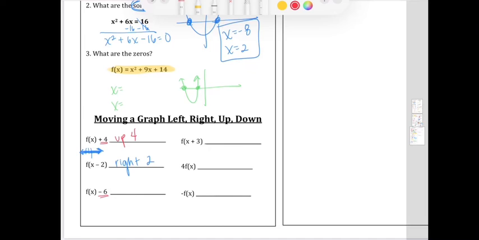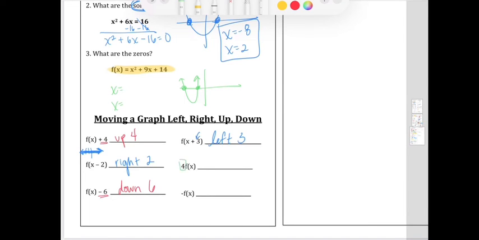The next one, minus 6, is another number in the back. If it's in the back and a minus sign, it means down. So this is going to move down 6. This next one is in parentheses with the x, so it's a left-right shift. The opposite of its sign would mean it goes left 3.